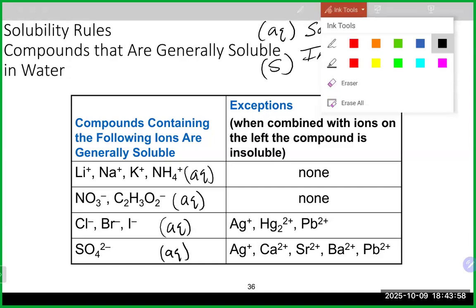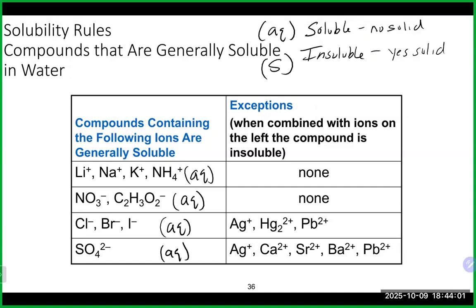So let's take a look at the first set of rules here. Anything basically from group 1, like your sodium, your lithium, your potassium, and ammonium. Those things are soluble. And if you look to the right-hand column, these are exceptions. And there actually are no exceptions in that. So what does that mean? That means as soon as you see any of those guys, anybody from group 1 or ammonium in a formula, you could just lay up aqueous next to it. There's no exceptions. You know it's going to be soluble. You know it's going to be a solution, so it's not going to make a solid.